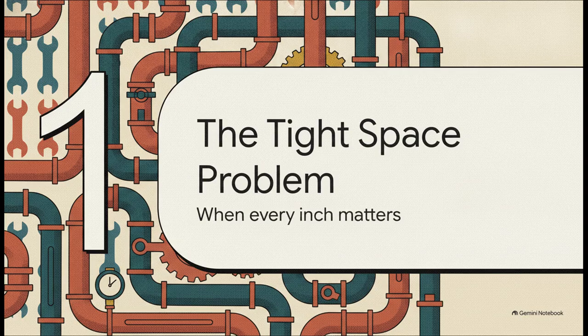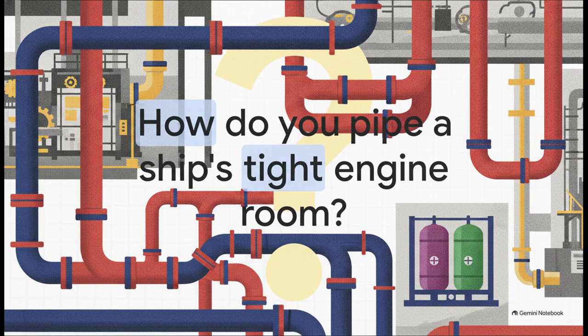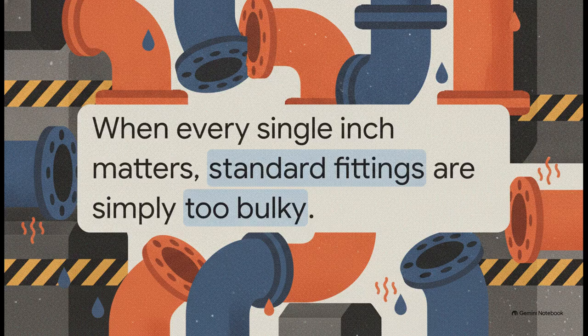The tight space problem. I want you to picture this for a second. How exactly do you pipe a ship's engine room, or say a super compact skid-mounted chemical unit, or a wildly complex refinery manifold? You've got these massive, high-pressure pipelines, and they have to weave through incredibly unforgiving compact areas. It's like a giant, extremely high-stakes puzzle. In these claustrophobic engineering spaces, you just do not have the luxury of wide-angled turns. Literally every single inch matters. Standard sweeping pipe fittings are simply too bulky. And that creates a massive dilemma for project managers who are desperately trying to safely route those corrosive fluids in extreme temperatures without blowing up their physical spatial footprint.